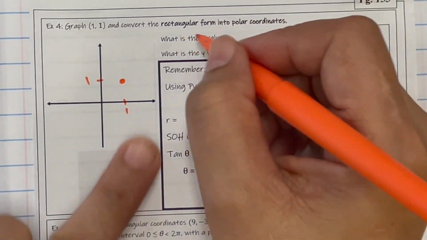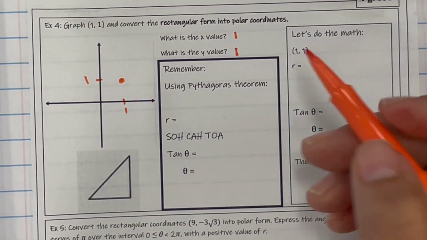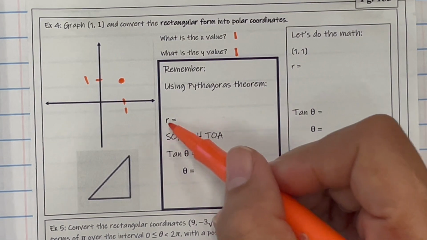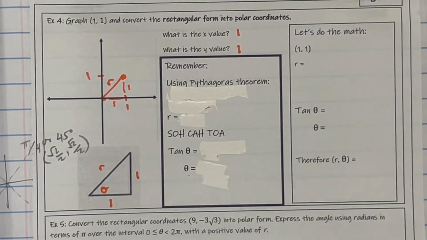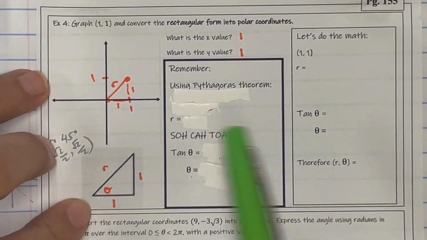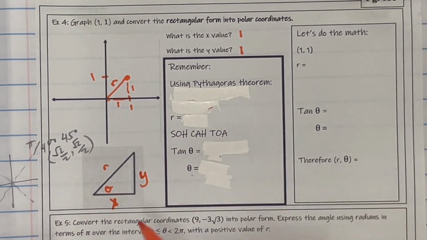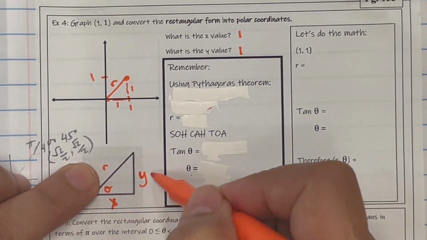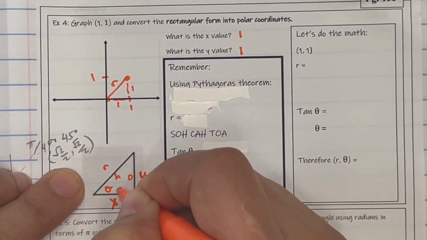What is the x value? 1. What is the y value? 1. Okay, that was relatively easy. Using Pythagoras theorem, find the radius. So this is the radius right here. Let's write the formulas that we're going to be using for this question each time. So using Pythagoras theorem, how would I write r? We're going to label this x and label this y. So r in terms of x and y would be, so this is opposite, this is hypotenuse, this is adjacent.